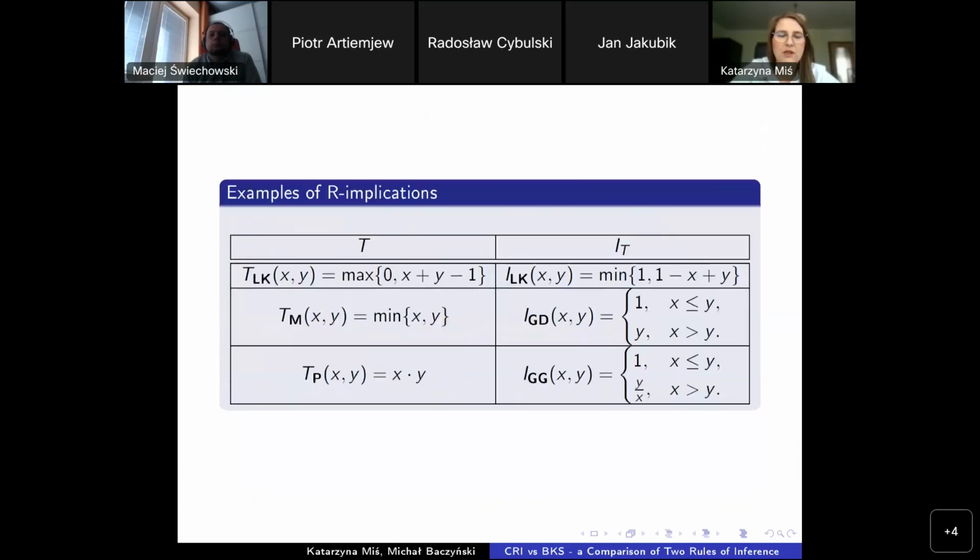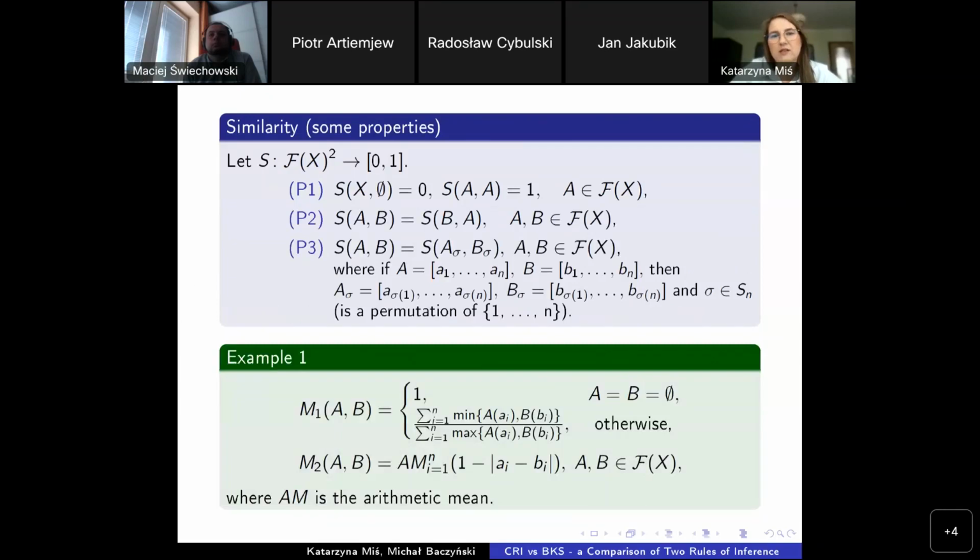So here I have some examples of such R implications. These are very basic examples. As you can see, for example, we have the minimum t-norm. This t-norm generates the Gödel implication, which is given by this formula. And for example, the product t-norm gives us the Goguen implication. And of course, in the first row, we have the Łukasiewicz t-norm and the Łukasiewicz implication. I think these functions are quite popular.